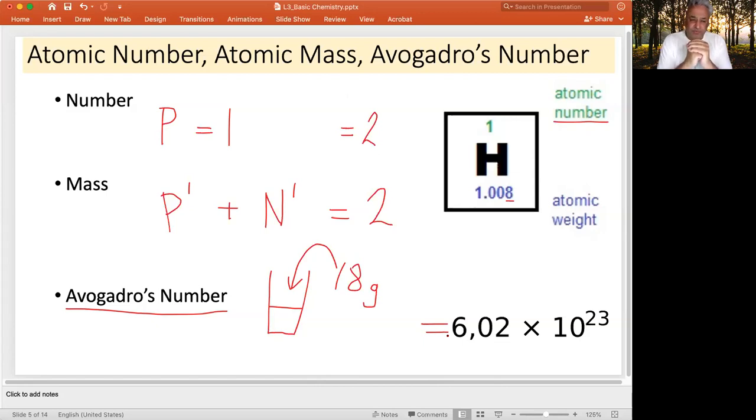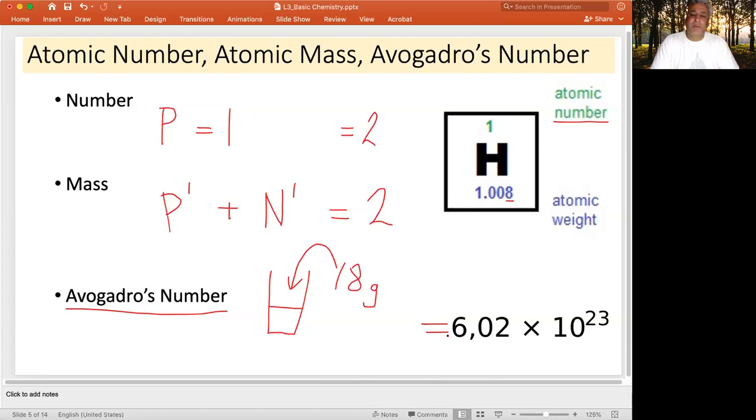6.02, and multiply that by 23 zeros. Now, that's more than a billion. Quadrillion? Oh my God, it's a huge number. So this just tells you the size of atoms, right? Atoms are extremely, extremely small compared to you and I. So 18 grams of water, which will be, you know, about 3 or 4 sips, 3 or 4 gulps, that's not much.